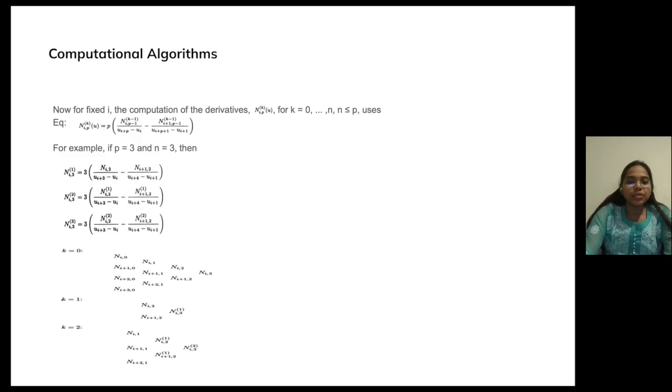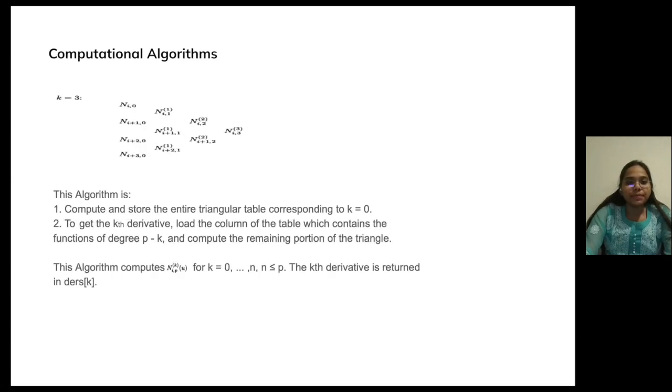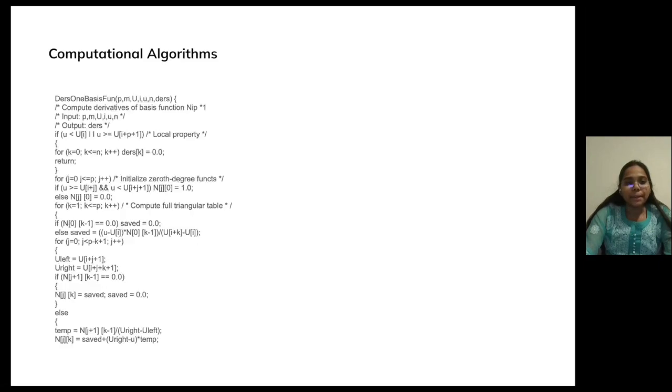Here is the representation of the computation of the derivatives with polynomial degree p and n value 3. This algorithm will compute and store the entire triangle table corresponding to k equal to 0. To get the kth derivative, we need to load the column of the table which contains the functions of degree p minus k and compute the remaining portion of the triangle. This algorithm will compute Nip. The kth derivative is returned in ders[k]. And here is the representation of the derivatives of one basis function.